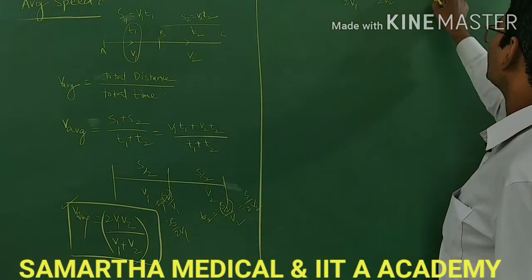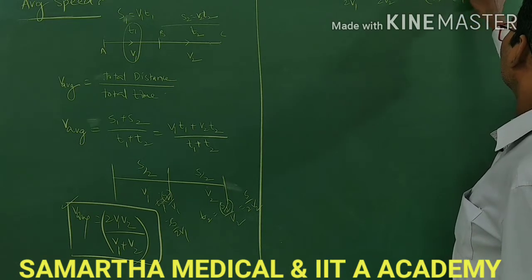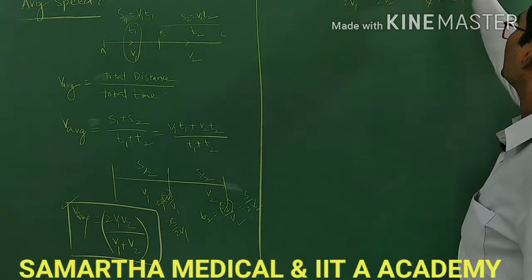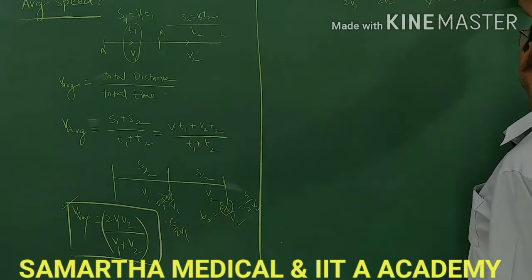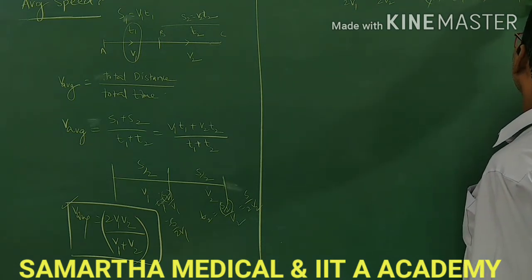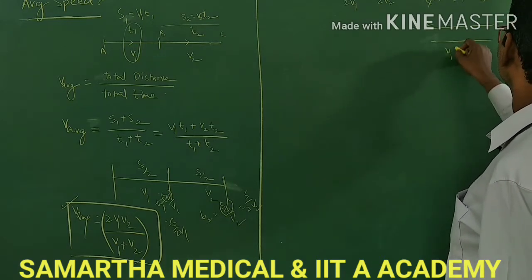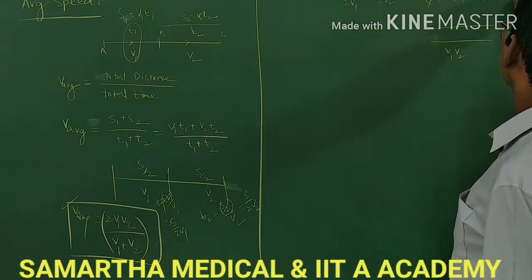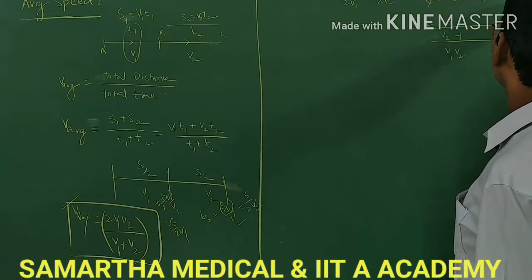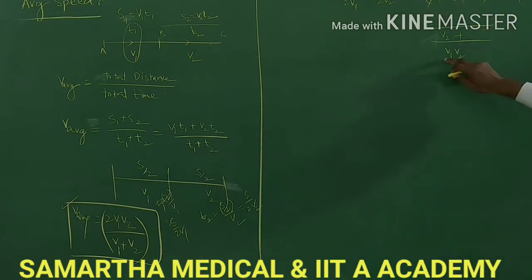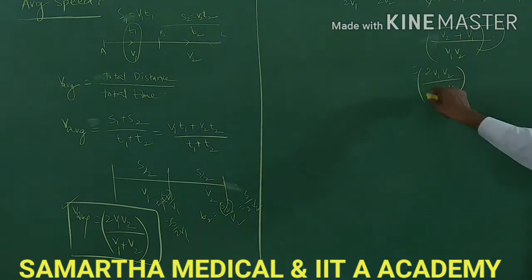You take S by 2 common here: 1 by v1 plus 1 by v2. After simplifying, S by 2 gets cancelled, giving 2 by 1 by v1 plus 1 by v2. Take the LCM, that is v1 v2. So v1 v2 divided by v1 gives v2, and v1 v2 divided by v2 gives v1. This goes to the numerator. So 2 v1 v2 by v1 plus v2. That is the average speed.